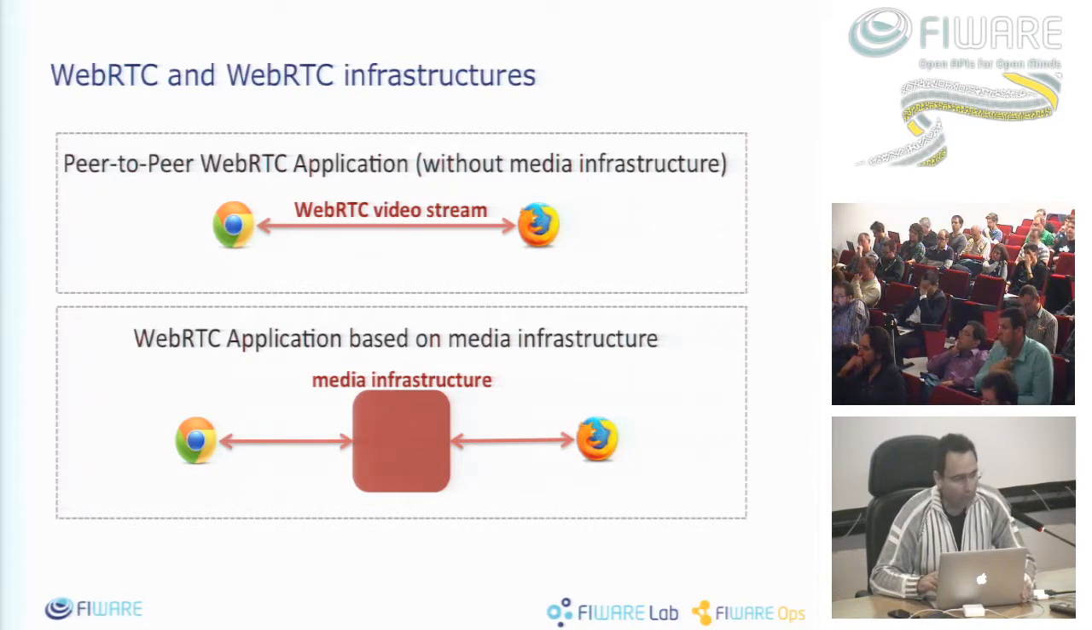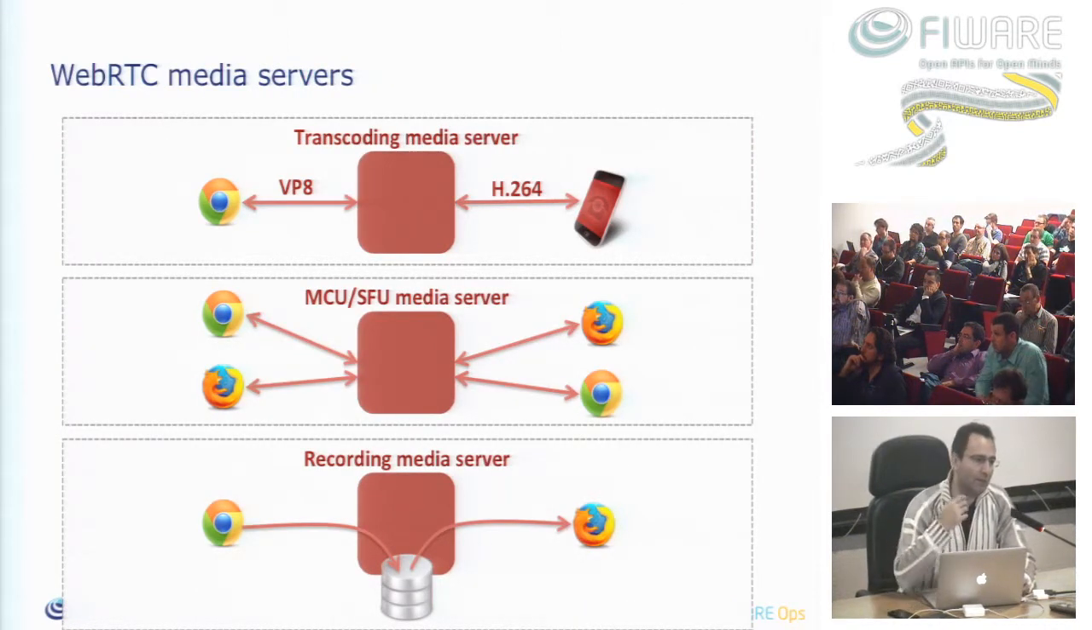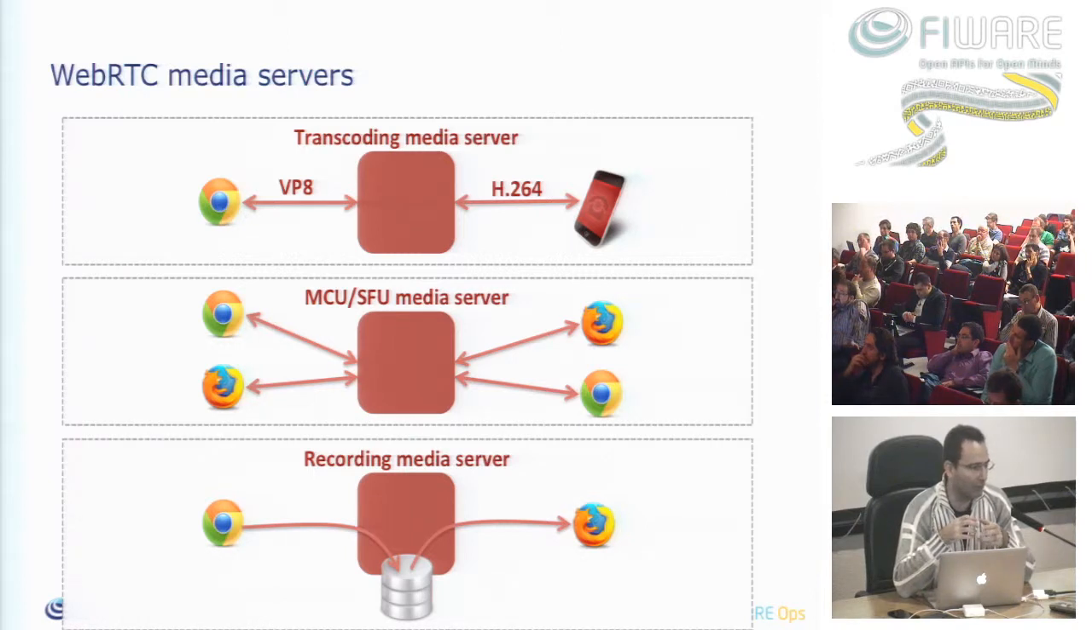If you go to Google and look for the words media server, you are going to see that in the market there are different types of media servers, but basically they are capable of doing three things. One thing is transcoding, so that they adapt the media information so that different incompatible devices are able to communicate with each other. They are also capable of group communications, so that instead of having a communication between one emitter and one receiver, I can have one emitter and several receivers. And they are also capable of recording information and playing information. This is what people call archiving media.